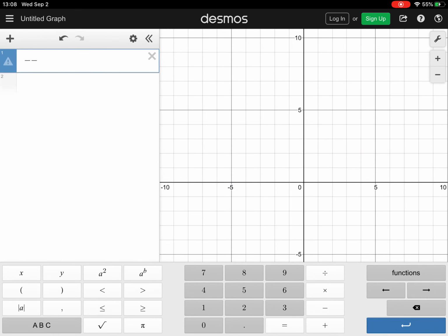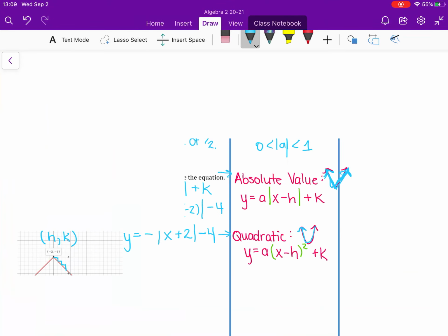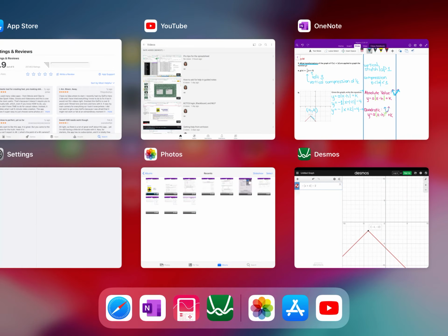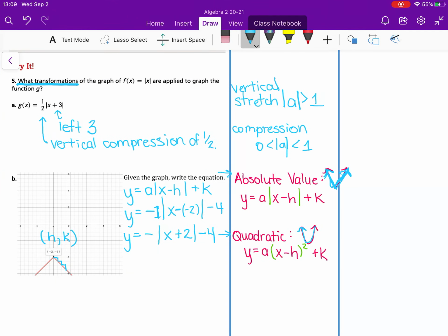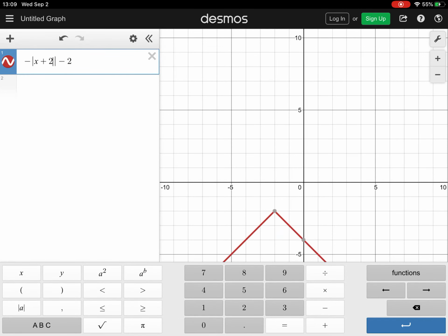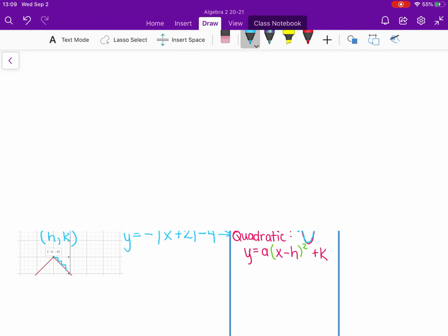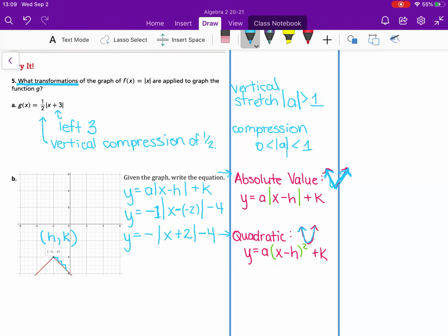Here's a way you can check your answer. Type it in here. So negative, whoops, not 2 of them. Absolute value of x plus 4 minus 2. Is that the same picture as your notes? No, because I typed it in wrong. It should be +2 -4. So let me change those numbers. Sorry, that's what I get for trying to do it from memory. There we go. Now, is it the same picture as our notes? Yes, so I did it correctly.